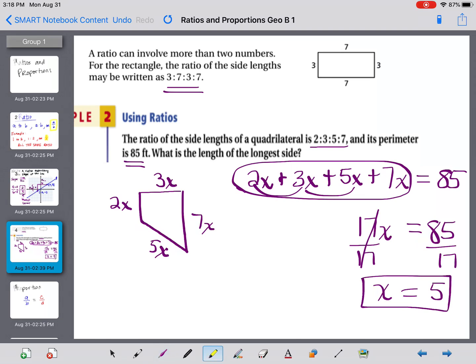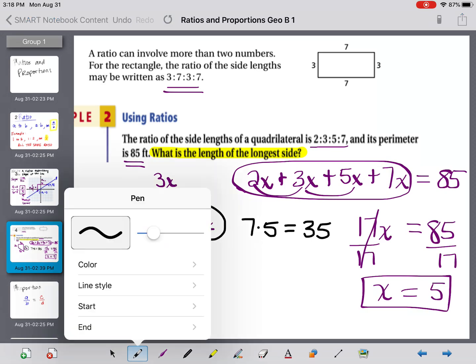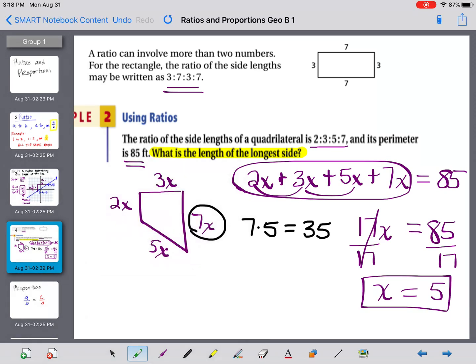Once we solve for x, we can solve for each side length. Here it's asking for the length of the longest side. The longest side is represented by 7 times x. If we replace the x with the 5, the longest side would be 35. If we wanted to find the other lengths, we can just multiply the number up front by 5. So this side would be 25, this side would be 10, and this side would be 15.